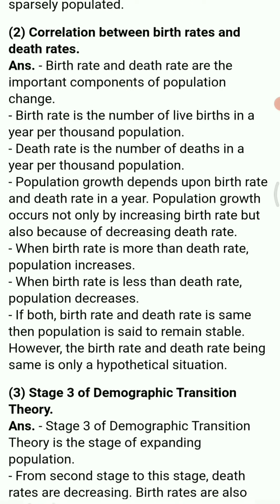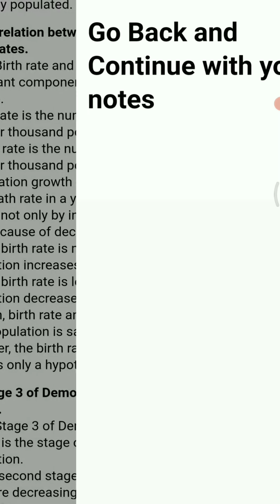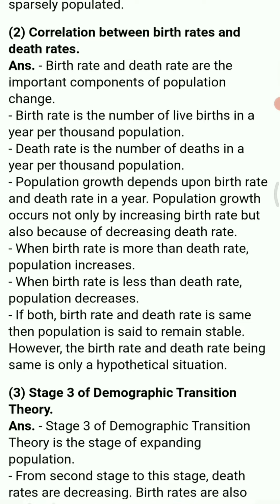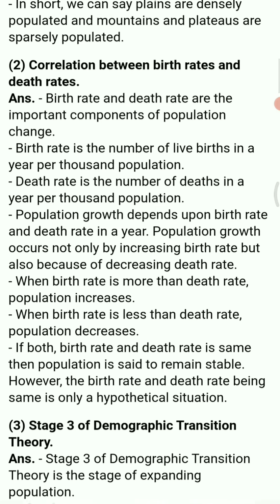So what is population growth? Population growth depends on both birth rate as well as death rate in each and every year. We calculate population for each and every year freshly. Population growth occurs not only by increasing the birth rate but also by decreasing the death rate. When birth rate is more than death rate, then the population is definitely going to increase. But when birth rate is less than death rate, then the population is definitely going to decrease.